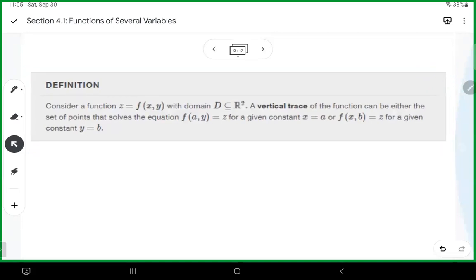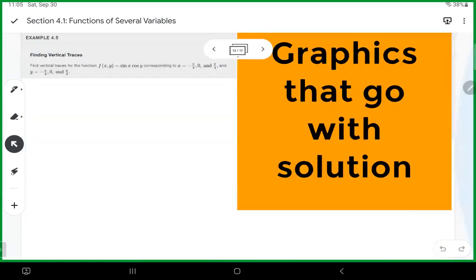So, definition: consider a function z = f(x, y) with domain within R squared. A vertical trace of the function can be either the set of points that solves the equation f(a, y) = z for a given constant x = a, or f(x, b) = z for a given constant y = b. And you guys can see where that stuff comes from.